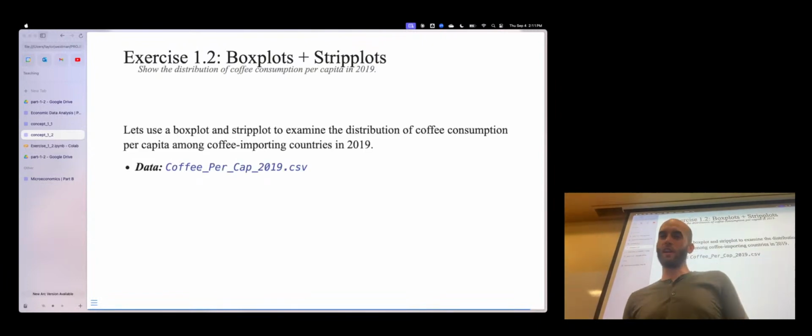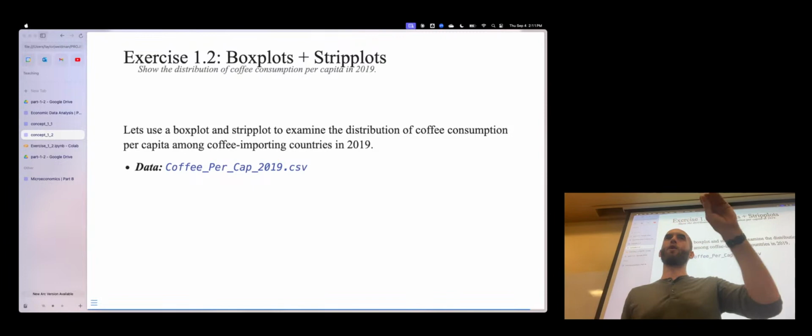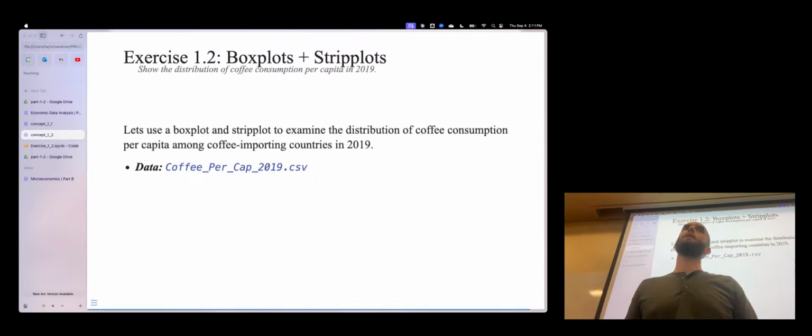So I'm going to get this set up for us in Python really quickly. We'll pick this up in more detail next time, but we can make really nice box plots and strip plots. I'm going to show you how to do this in Excel next time.